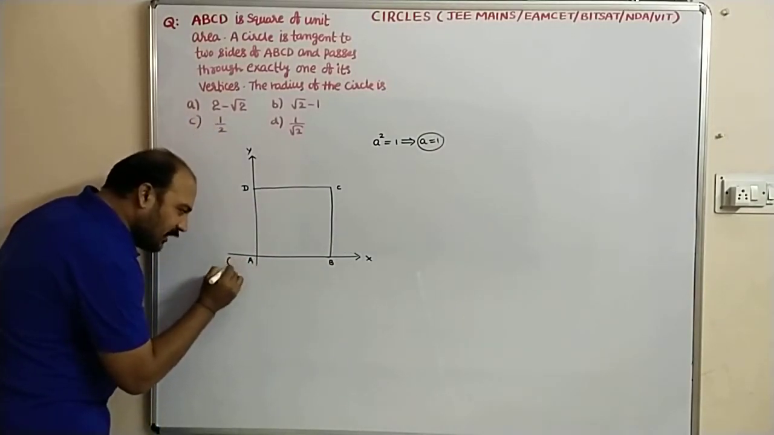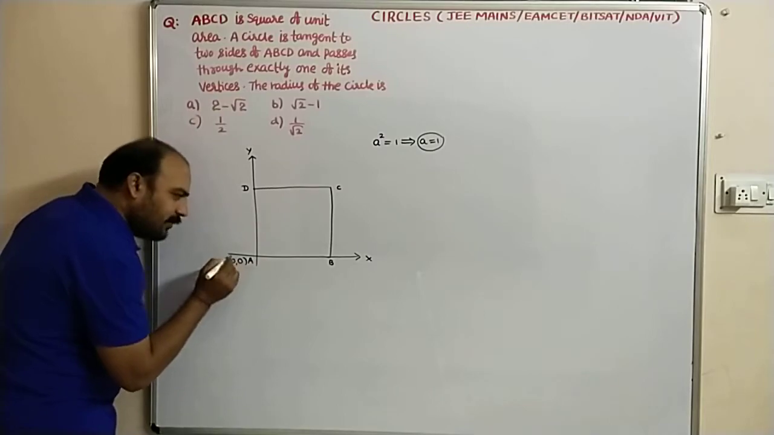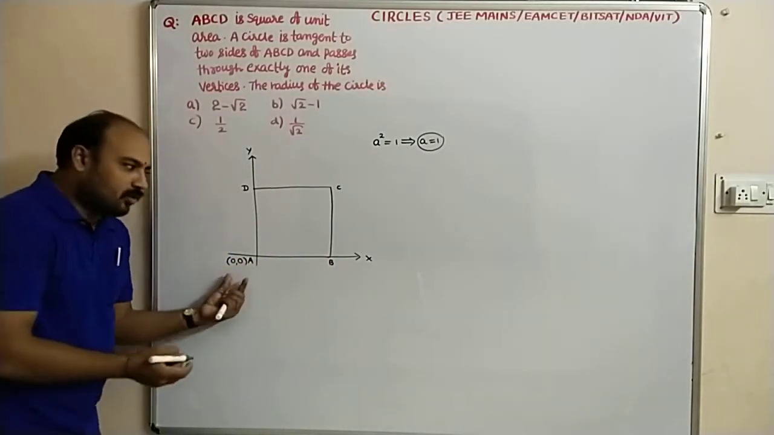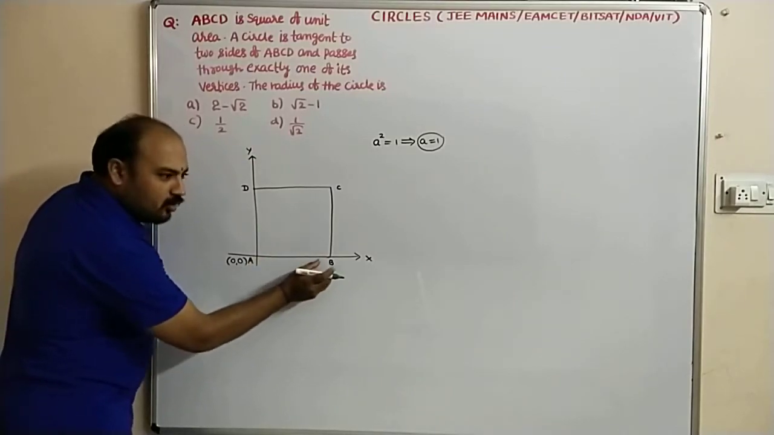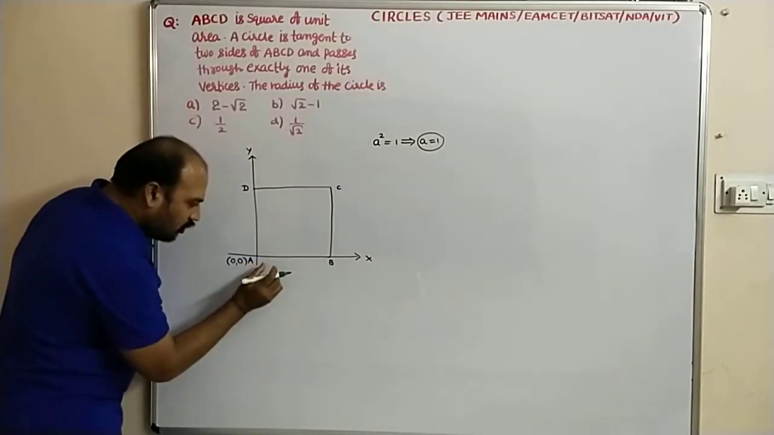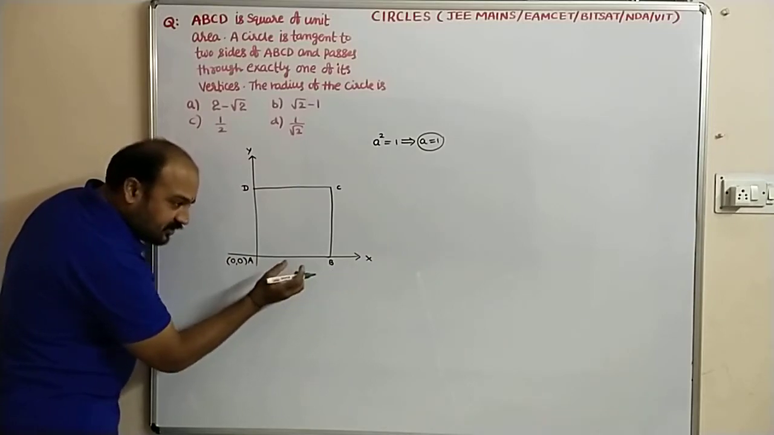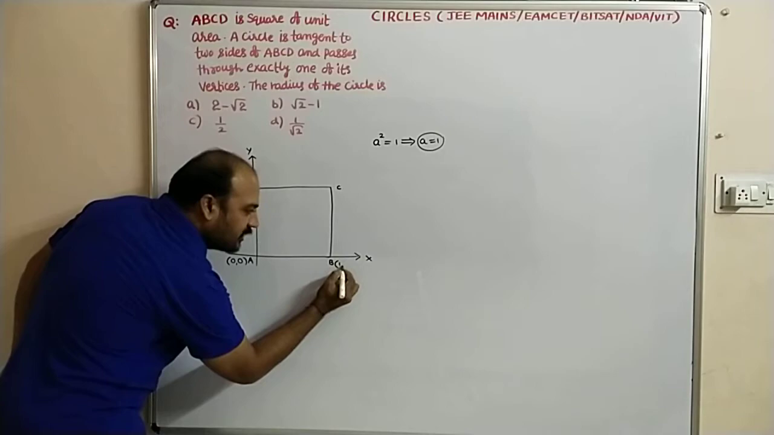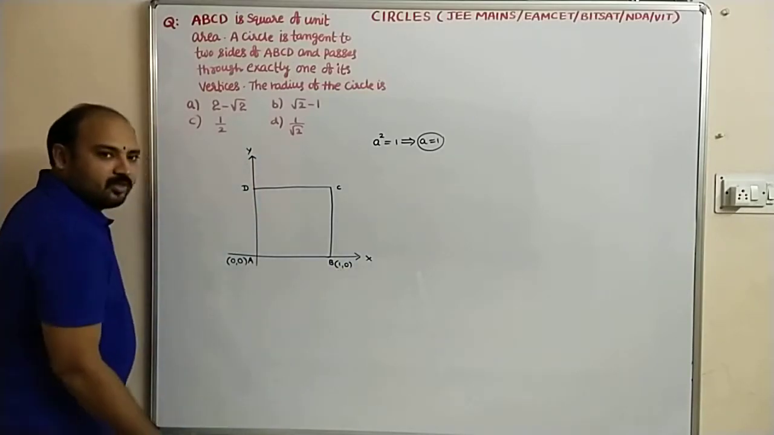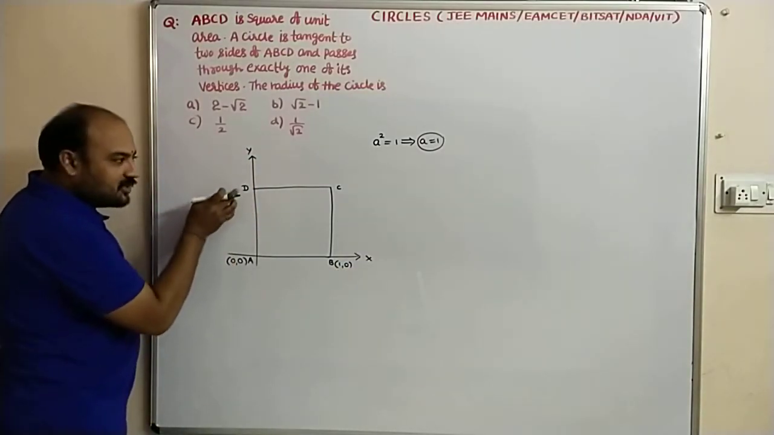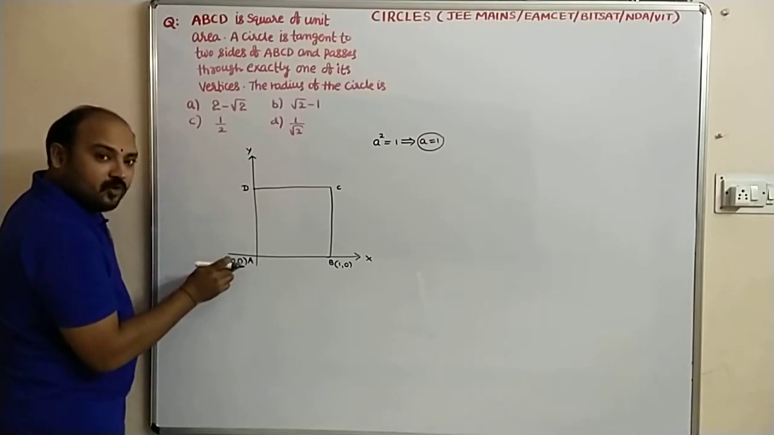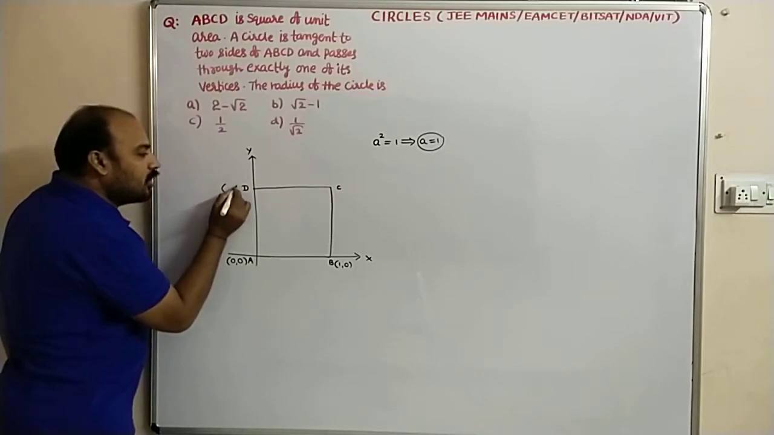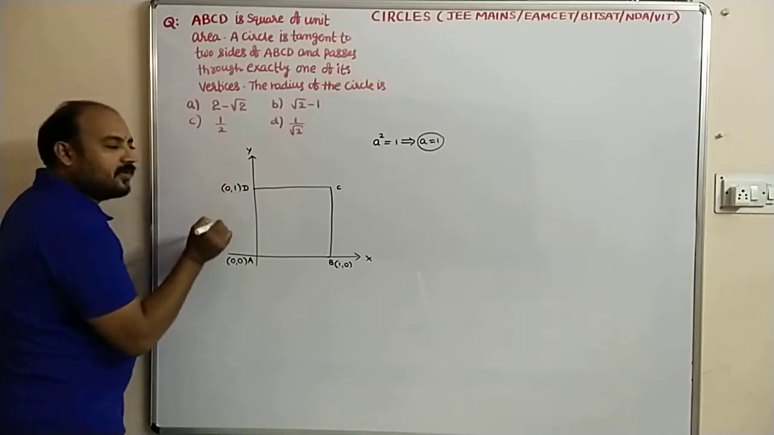Whenever it is origin, A coordinates are 0, 0. Why? Because I am considering the x axis and y axis. So A is obviously 0, 0. AB is a side, no? How much length is it? 1 unit length. So the point B, which is at a distance of 1 unit from origin, the coordinates of B will become 1, 0. At the same time, the point D, which is at a distance of 1 unit with respect to the y-axis, the coordinates of D will become 0, 1.